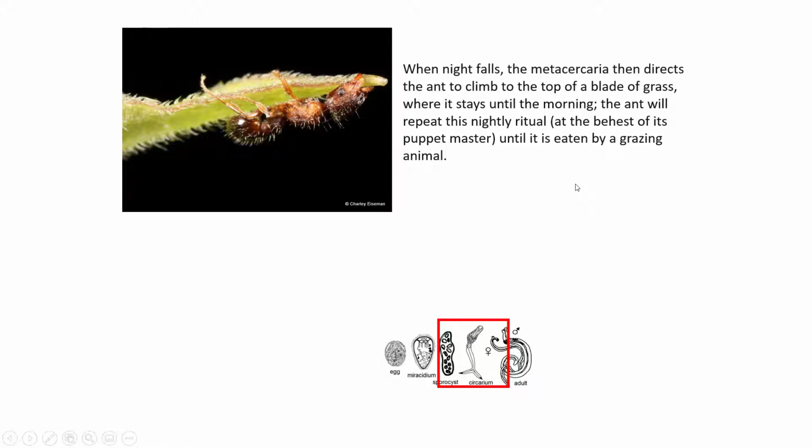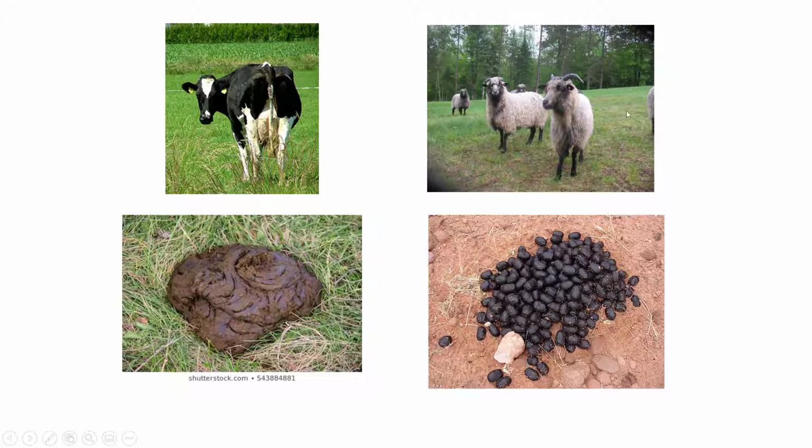Now, there's typically one evil genius metacercaria that does not join its siblings in the ant's hemocoel, basically in the stomach area. Rather, it travels to a cluster of nerve cells up here, and it takes control of the ant's actions by manipulating these nerves. When night falls, the metacercaria directs the ant to climb to the top of a blade of grass, where it stays until the morning. The ant will repeat this nightly ritual at the behest of its puppet master until it's eaten by a grazing animal. That's the cow or the sheep.